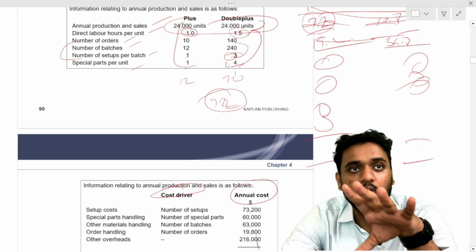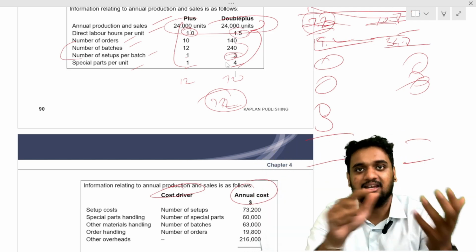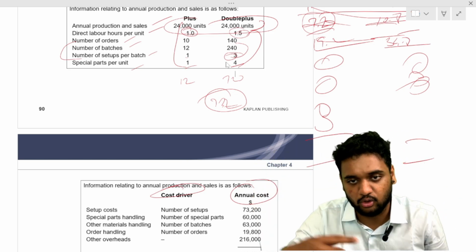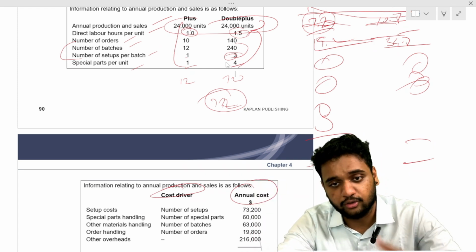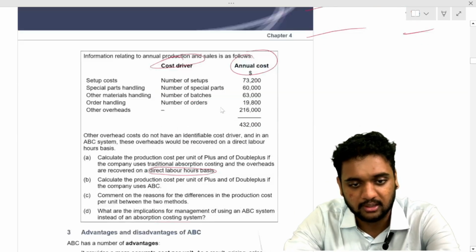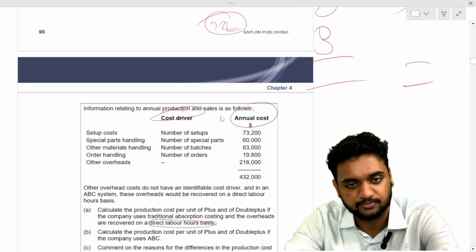For any other thing, find the total of the plus and double plus and then divide by the number of units. Understood? Be very careful, don't get confused. Even if you want, for this also you can do the total, no problem. Understood? This is how a question should be approached.